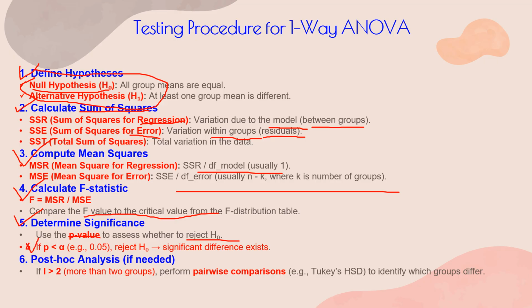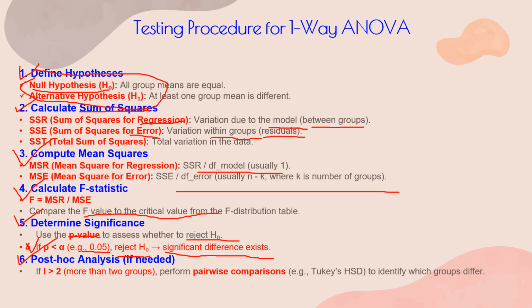If you choose alpha like 0.05, and the computed p-value is less than alpha, that means reject the null hypothesis. So the conclusion is that significant differences exist. You can say it is significant.